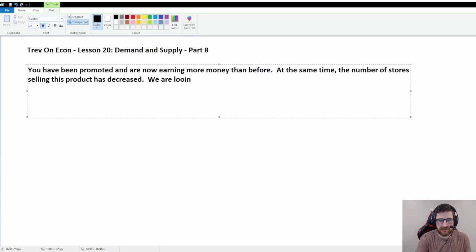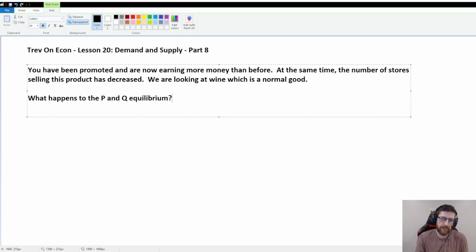We are looking at wine, which is a normal good. What happens to the P and Q equilibrium? Okay. This is a very standard style of double movement question. I'm doing specifically double movements because anything we do here is also applicable to single movements, so we might as well start as hard as we can so that the easier stuff is just that easier.